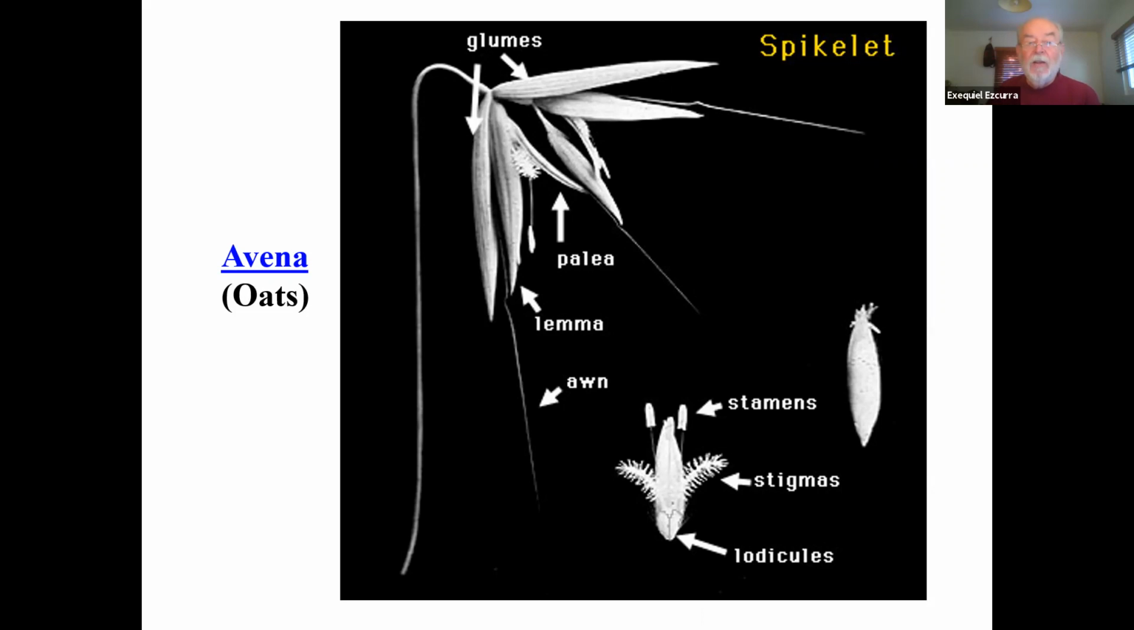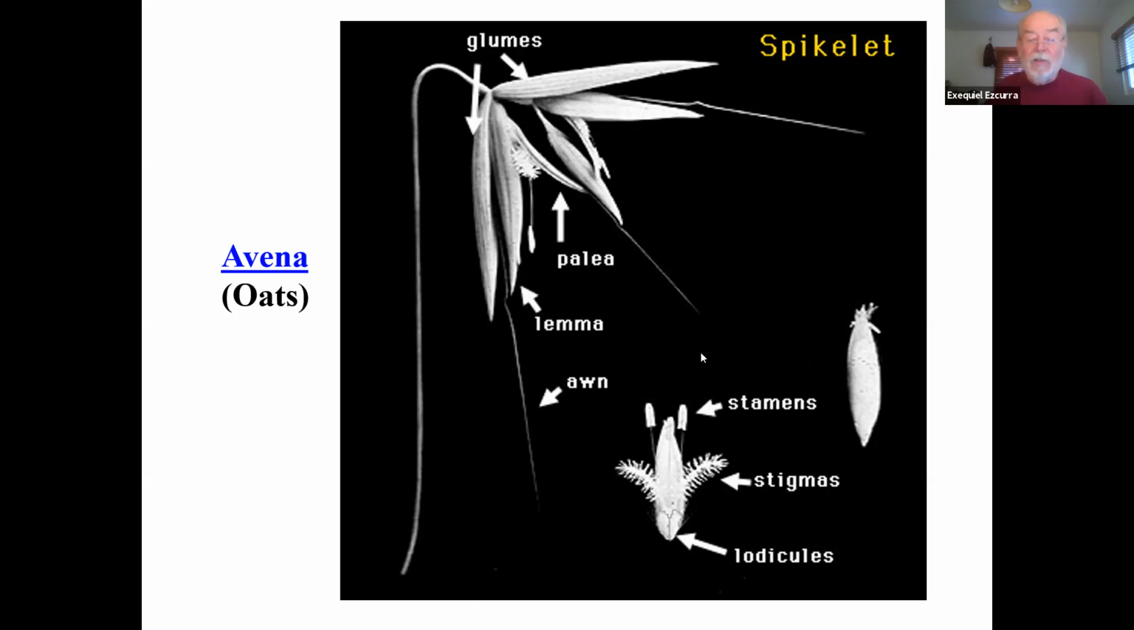This is, for example, the spikelet of a wild oat, of the oats Avena sativa. You will see it has one glume here, another glume here, and then it has one flower here, a second flower here, and a third flower in formation. Each flower has the lemma, which is the large bract, the palea, which is the smaller bract, and inside you can see the anthers and the plumose stigmas.